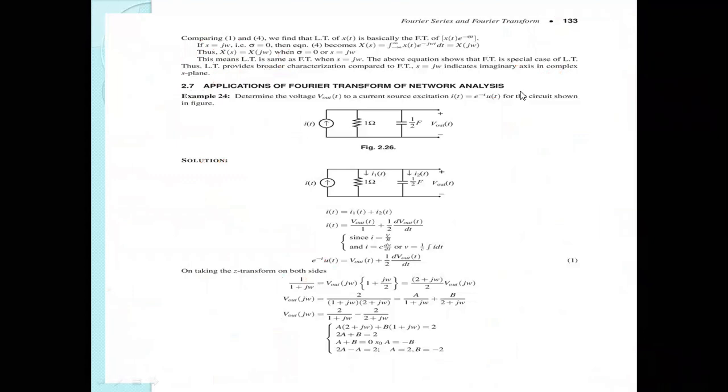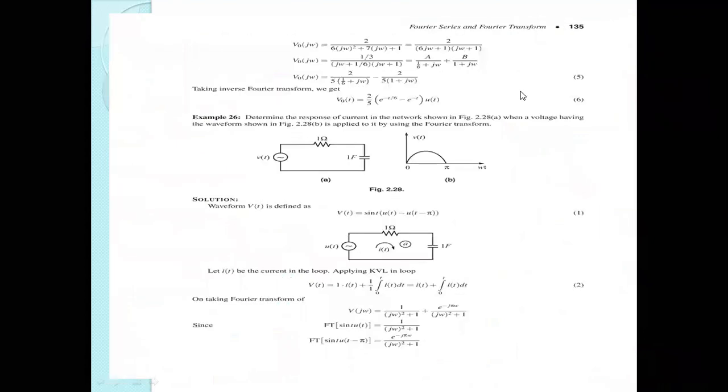Now coming to the next one. Determine the response of current in the network shown in figure 2.28a when a voltage having the waveform shown, V of t, a half positive cycle of sine from 0 to pi, is applied, by using the Fourier transformation.